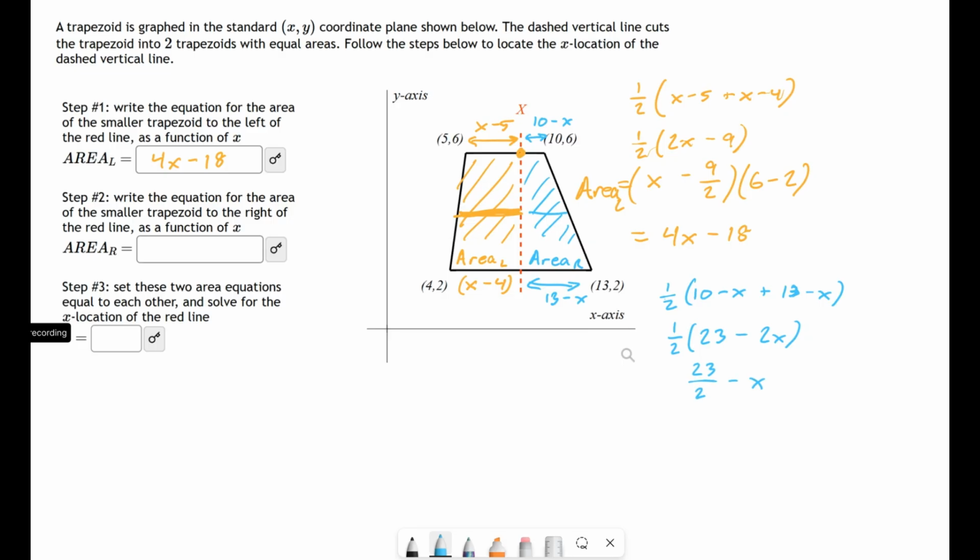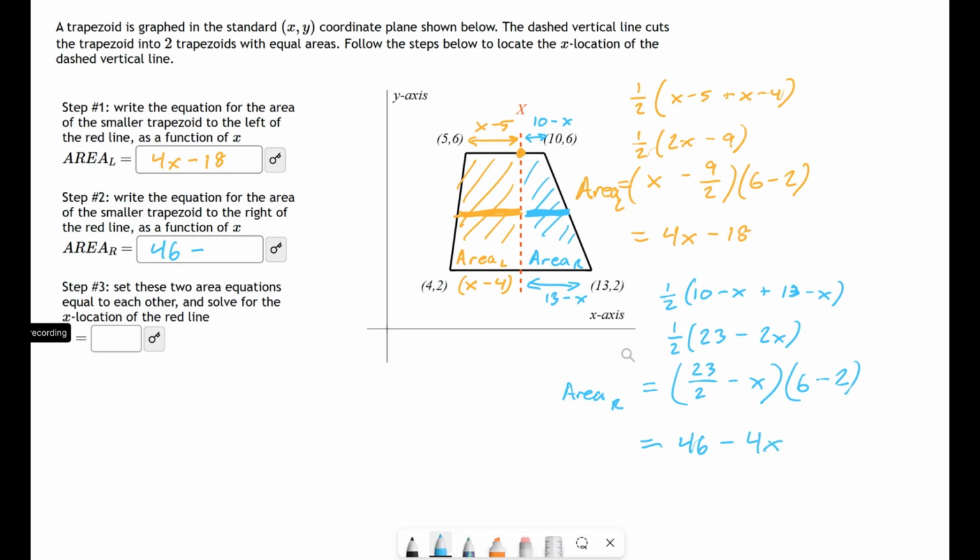Now I take that average length, or the average width, and I multiply that by the height, which is that same old 6 minus 2 in this case, or 4. That's going to be my area of the right portion of the trapezoid. So 4 times this is going to be 46 minus 2x. Okay, so 46 minus, and that's 4x right there.